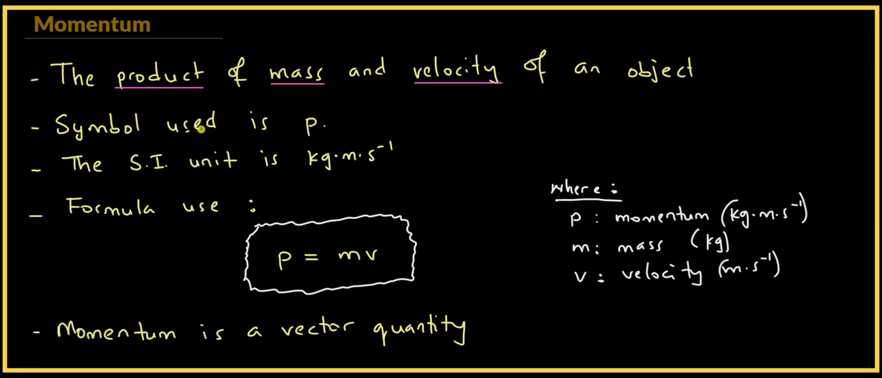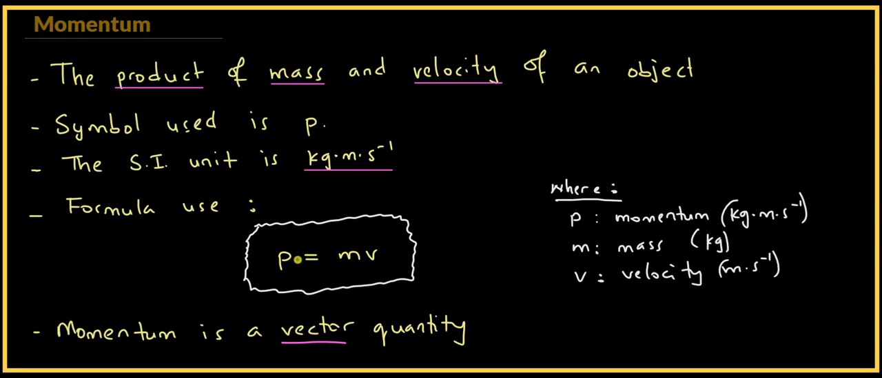The symbol for momentum is a small letter p. The SI unit is kilogram meters per second, or kg m/s. So this is the SI unit for momentum. After doing your calculations, make sure that you put this unit at the end of your answer, and you also have to put direction because momentum is a vector quantity, so it needs direction.